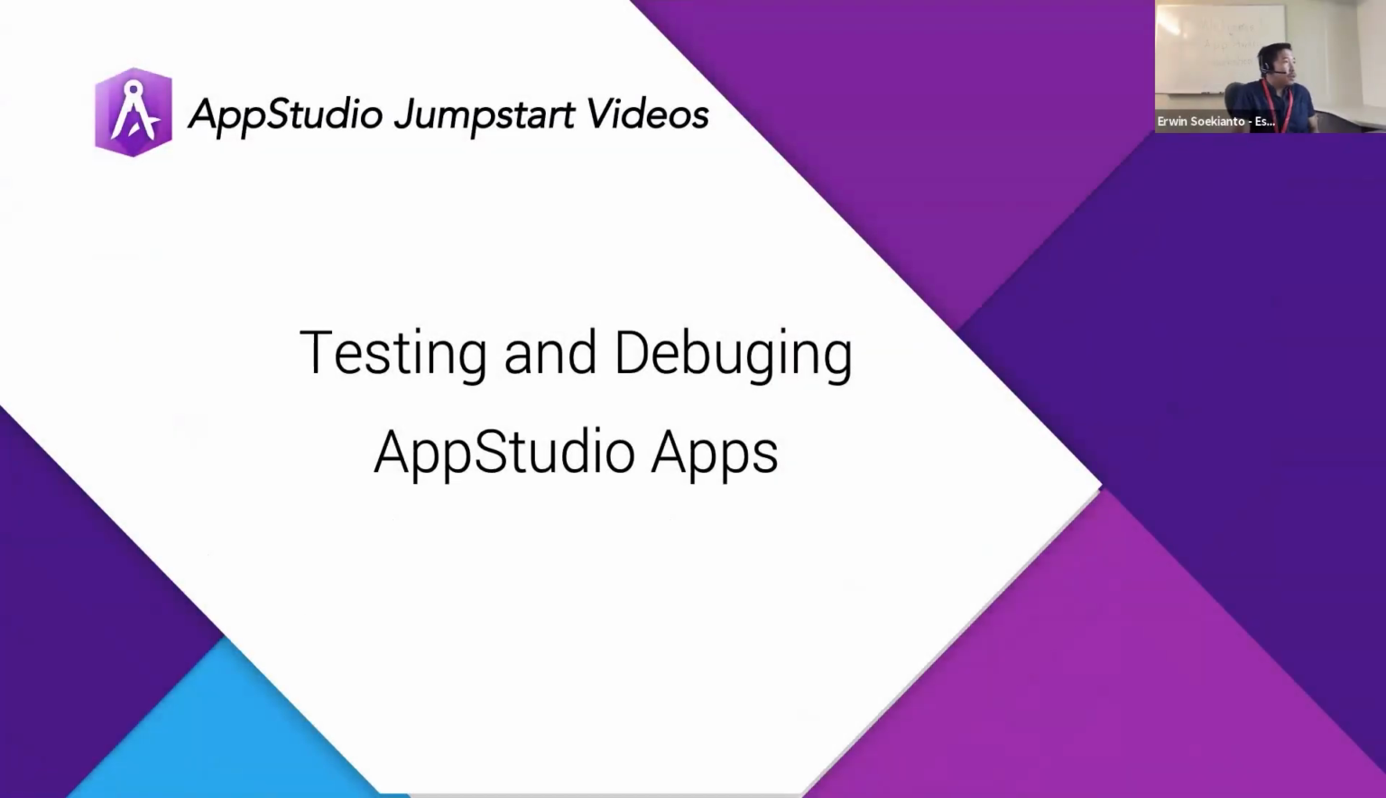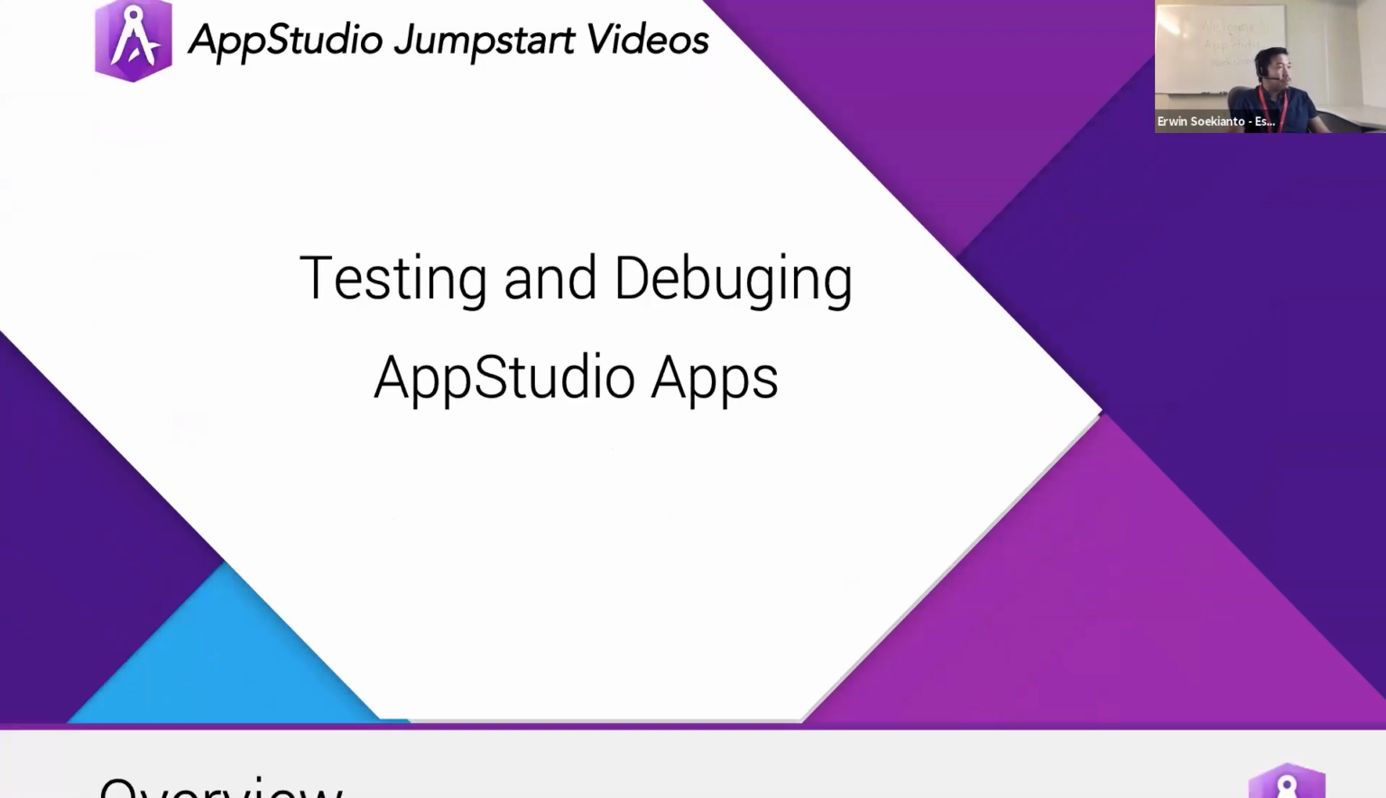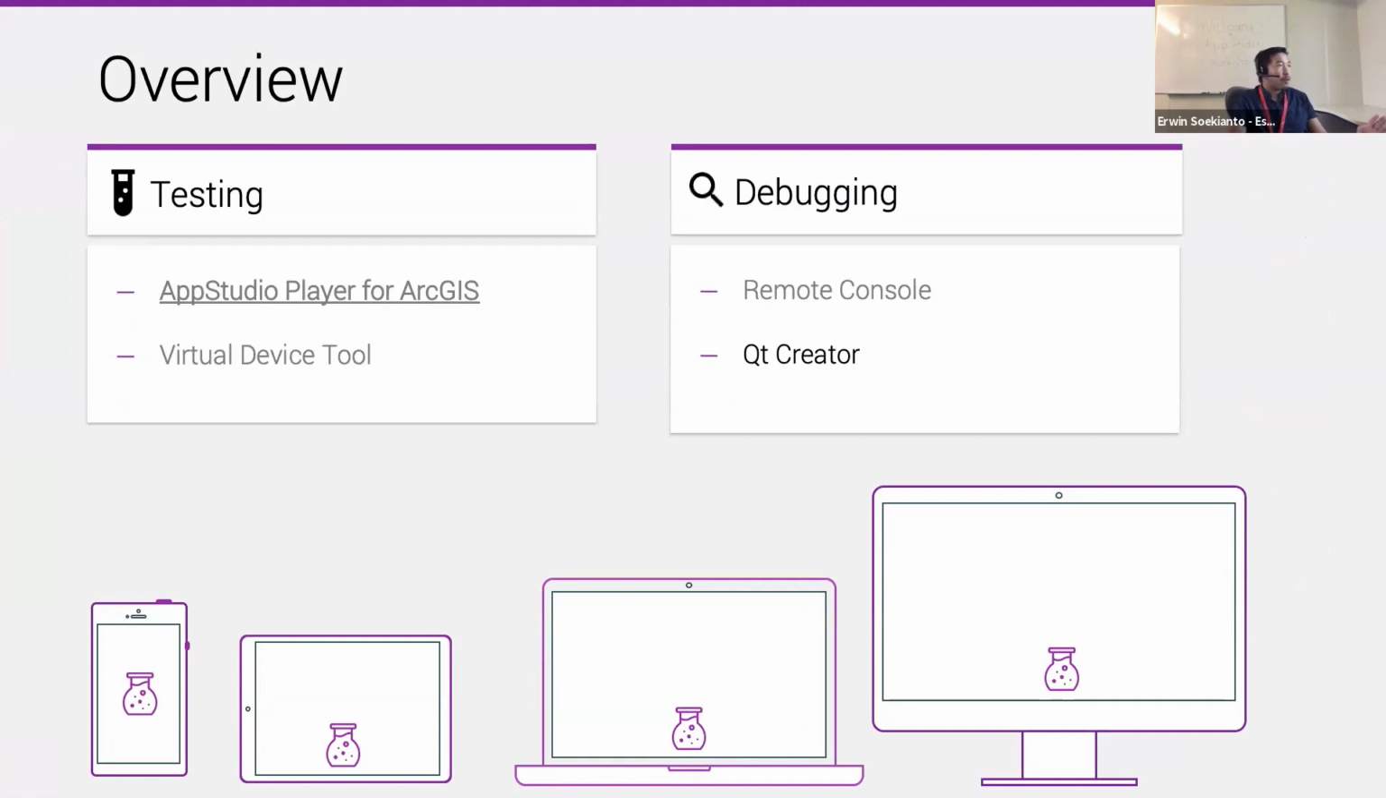So before this, I just wanted to discuss a couple ways for you to be able to test and debug your apps. Before we go on with the introduction to QML for the rest of the day, the things I want to cover are, for testing, I'm not going to repeat what we did in the previous day, but you can test using AppStudio Player. Then I'm going to show you a few virtual device tools that you can test your app with. And for debugging, I wanted to show you a remote console and also a way to debug your app in Qt Creator.